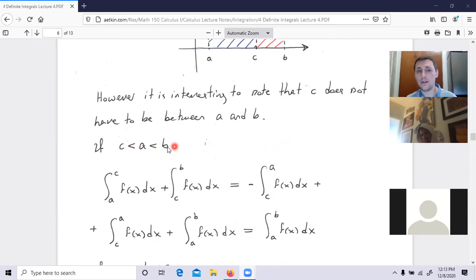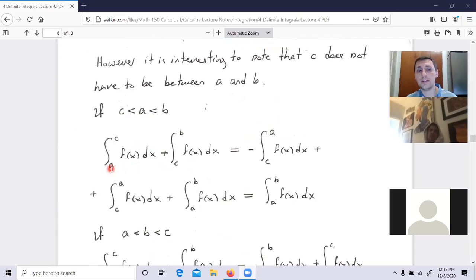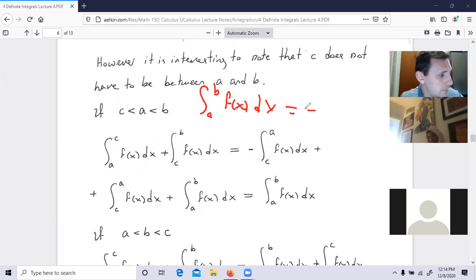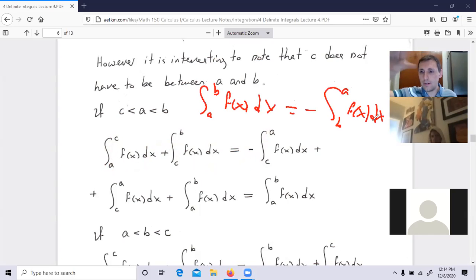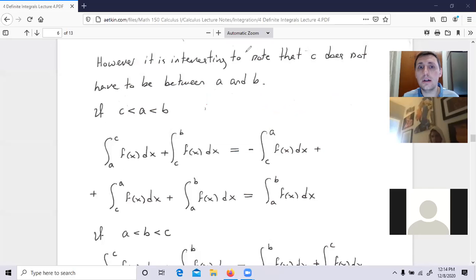If C is to the left of A, and A is smaller than B, then what we have is this: the integral from A to C plus the integral from C to B. It can be written as minus the integral from C to A, because by the previous idea I can always flip the limits and multiply by minus one. You understand that, guys? What we just proved a moment ago is that the integral from A to B of f of x dx is minus the integral from B to A of f of x dx. And this means I can always flip the limits of the integral and multiply by minus one, and that will not change my integral at all.